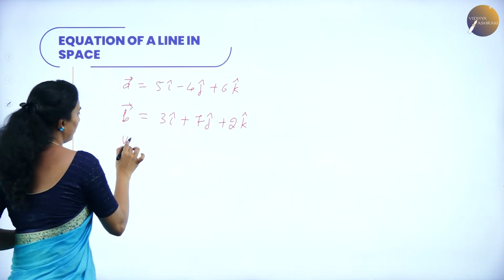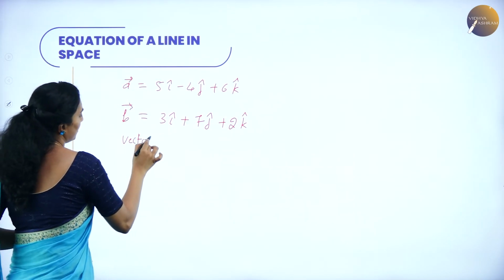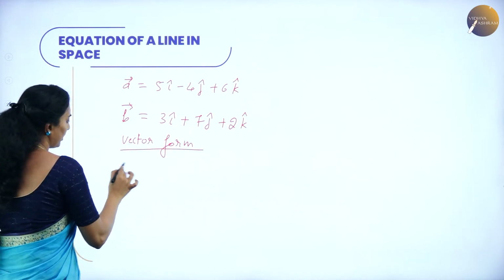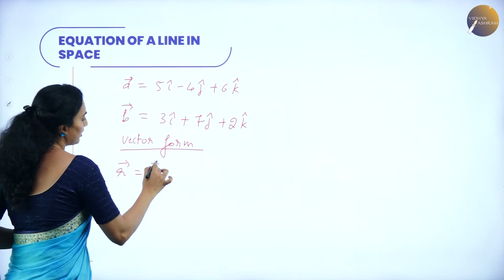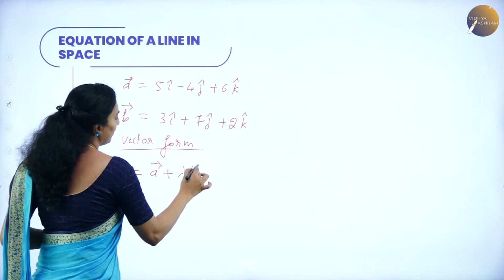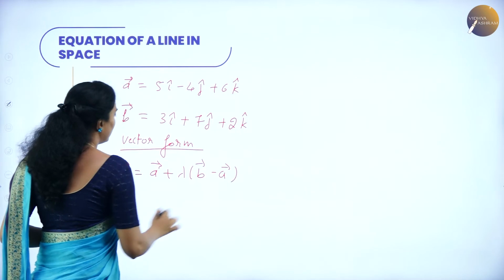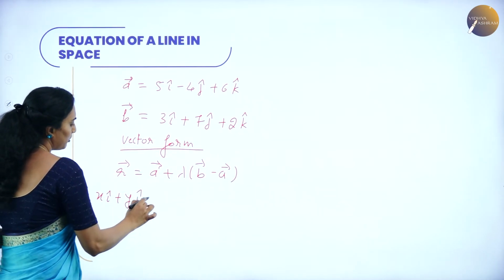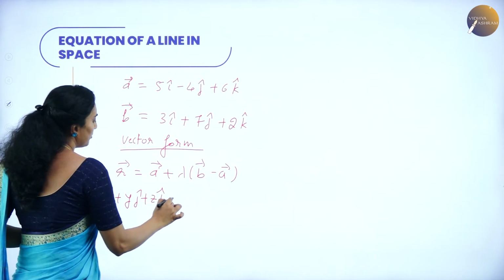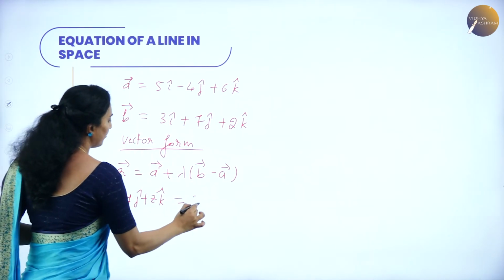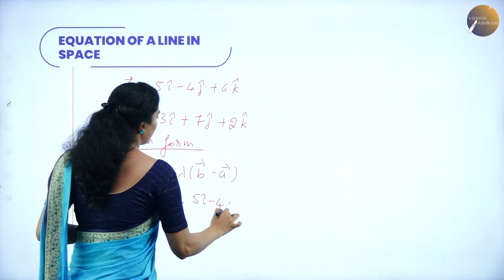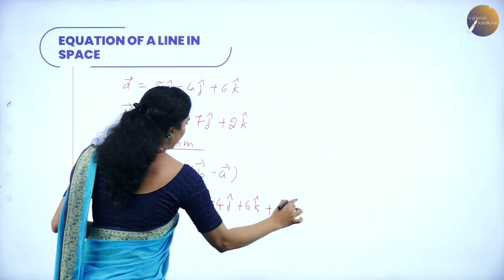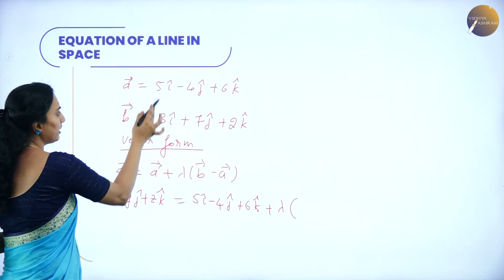Now, what is the vector form? Vector form is given by r vector is equal to a vector plus lambda into b vector minus a vector. Now, r vector is xi plus yj plus zk is equal to a vector, which is 5i minus 4j plus 6k, correct? Plus lambda into, let us subtract, b vector minus a vector.